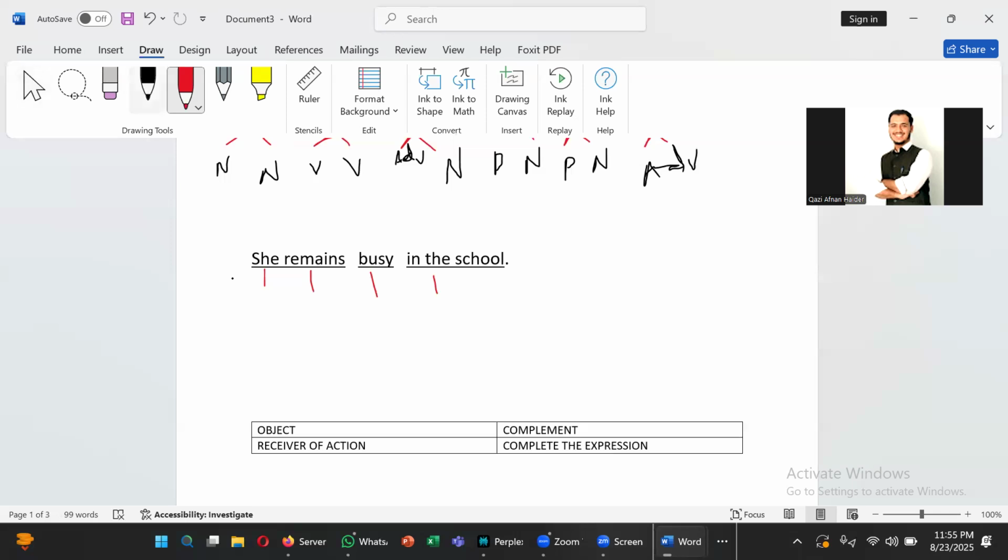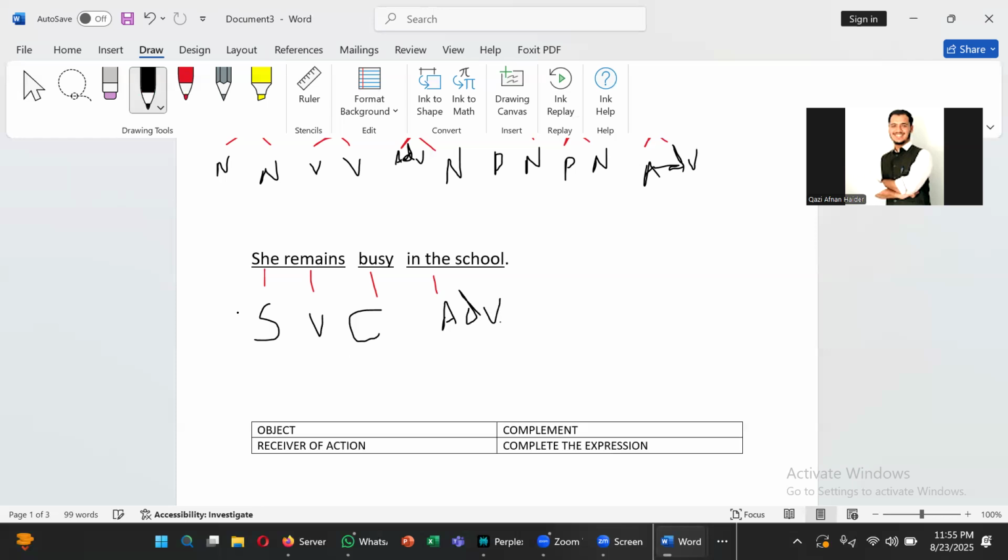Here I can write. Okay. She is subject. Remain is verb. Busy is complement. And in the school is adverbial, because it gives us extra information about the subject and the whole sentence. It is called adverbial.